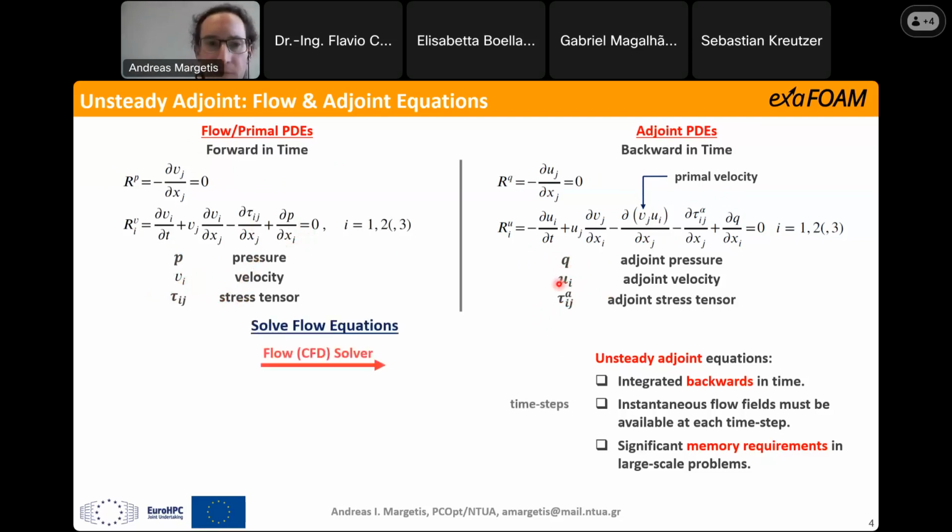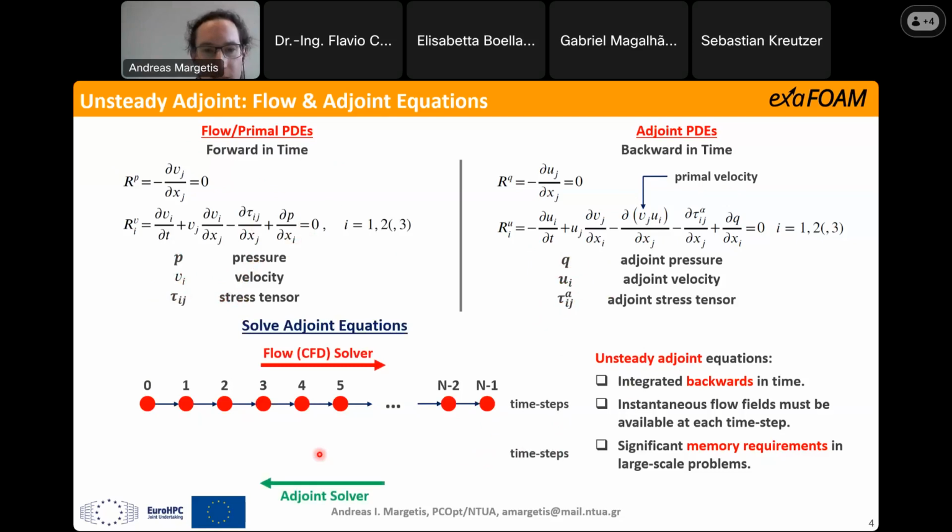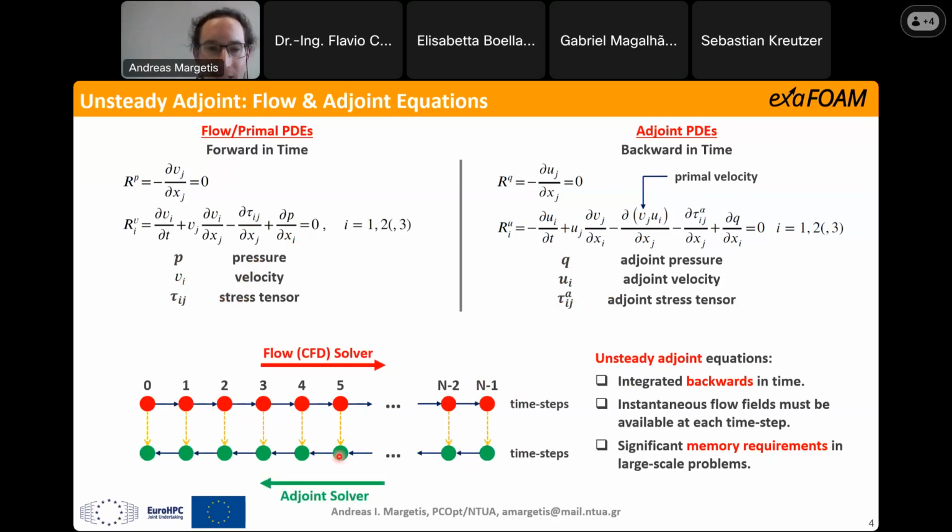The most important thing to note here is that the unsteady adjoint equations are integrated backwards in time, starting from the last time step of the flow solver, and at each time step, the corresponding flow fields, the flow fields of the same time step, must be available. This fact significantly increases the memory requirements, especially in large-scale applications, and this is the problem we are trying to tackle.